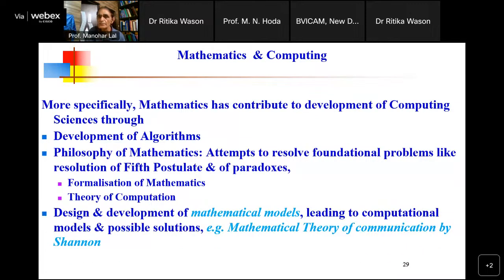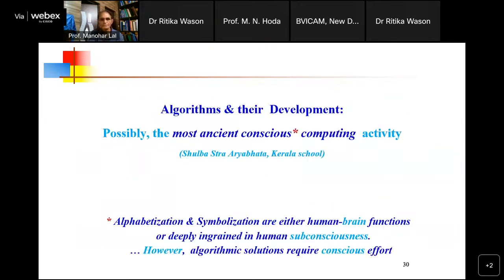More specifically, mathematics has contributed to the development of computer science in the following ways. Development of algorithms, which has been a tradition in mathematics for at least thousands of years. Then the philosophy of mathematics, which arises from the formalization of mathematics and theory of computations. Theory of computations tells us mathematically what is possible and what is not possible. Many things are not possible through computers. And design and development of mathematical models. Mathematics contributes to computing through these various forms: algorithms, formalization of mathematics, theory of computation, and mathematical models. So first of all, we discuss algorithms and their development.